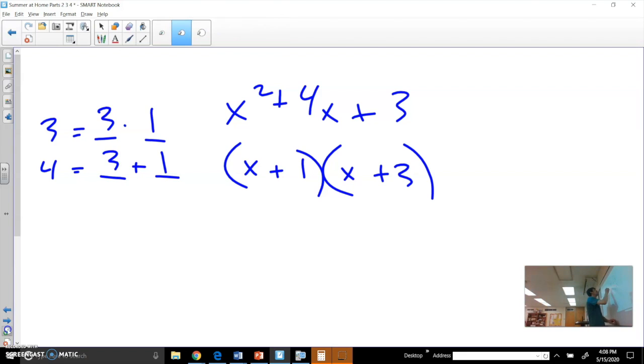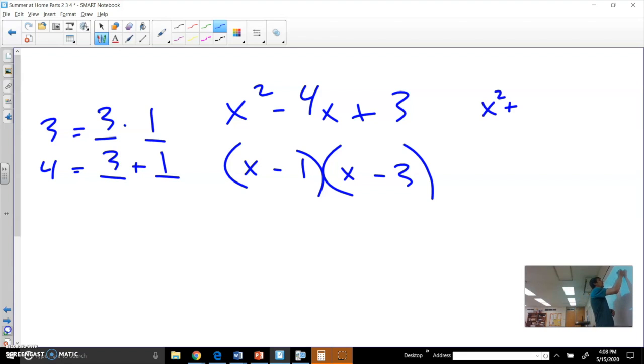Let's say this middle value had been a negative 4. Well, still multiplying to be 3 times 1, but now you need them to both be negative. That way, negative 1 plus negative 3 is negative 4, and negative 1 times negative 3 makes positive 3.